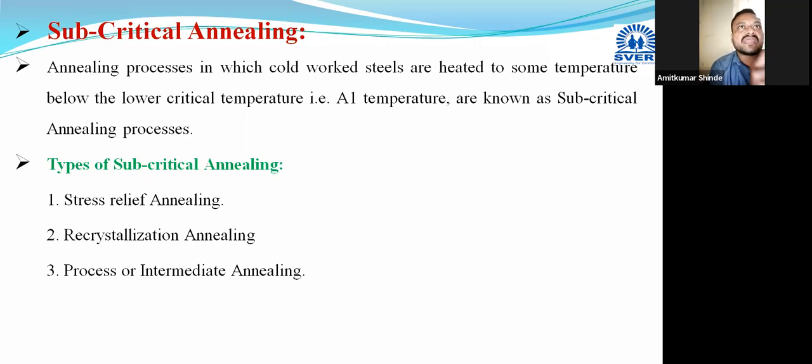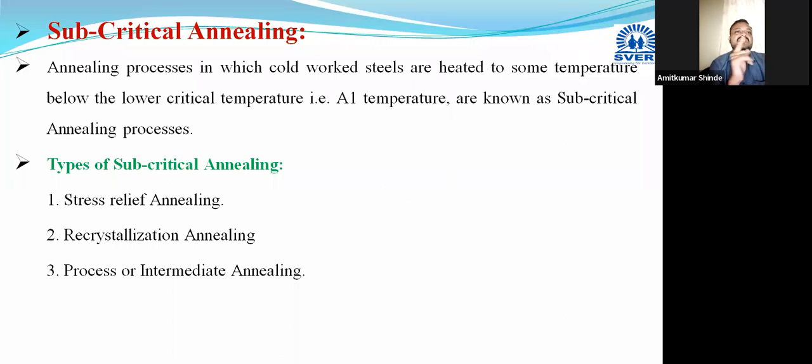In all these three annealing processes, the heating temperature range will be below A1 temperature. Hence these are termed as subcritical annealing. That A1 temperature line is termed as the lower critical temperature line. Hence these processes will be termed as subcritical annealing processes.